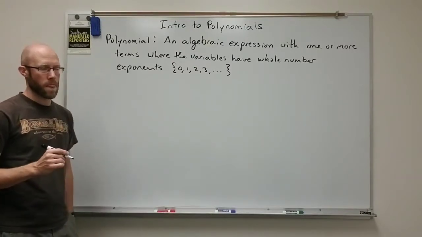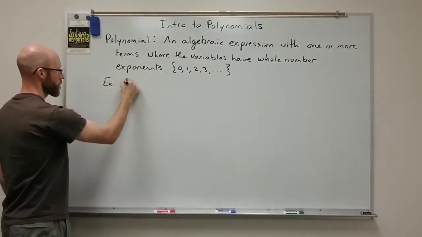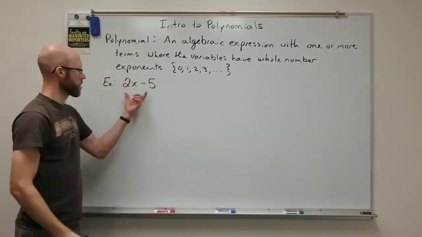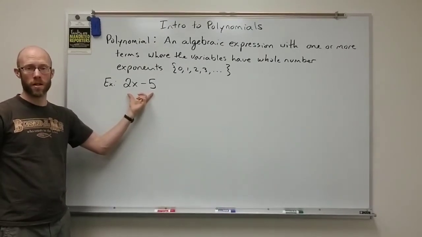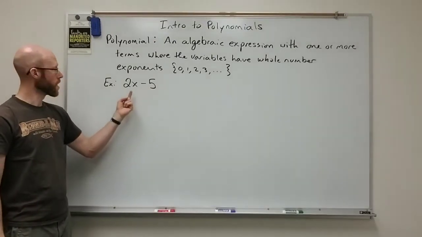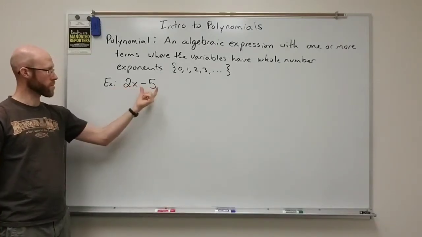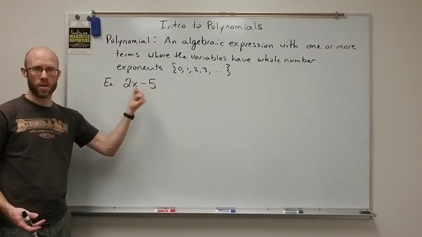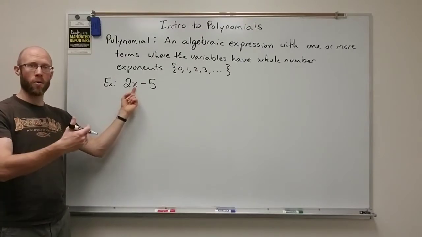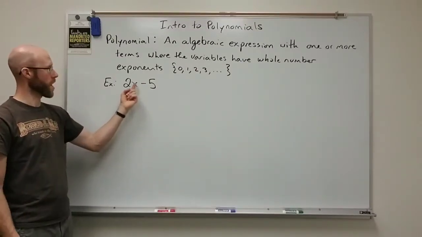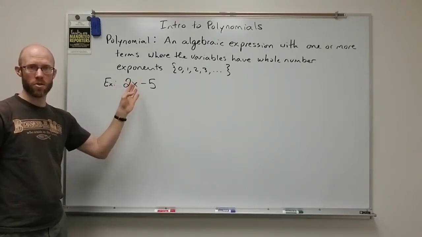Okay, so a couple examples of polynomials. You might see things like 2x minus 5. This is actually a linear function, but it is an example of a polynomial as well. Notice that in this example, there's two terms, 2x and negative 5. Those are the two things being added together. In the first term, there is a variable, and its power is 1, its exponent, because it doesn't have one written in there. So it's understood to be 1.